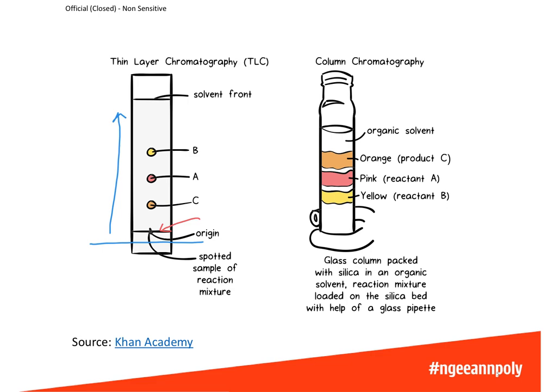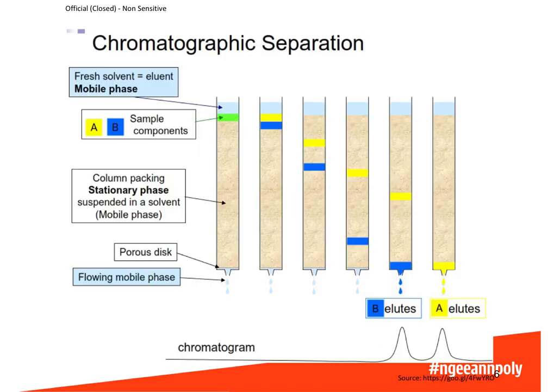Now let's look at column chromatography. In column chromatography, the stationary phase is packed into a glass column. So the stationary phase here is silica, which is packed into the column, and an organic solvent is passed through the column. So organic solvent is the mobile phase. Here, the individual components are separated as bands, which will come out or elute out at different times during the process of column chromatography. To better illustrate how column chromatography works, let's take a look at this diagram.